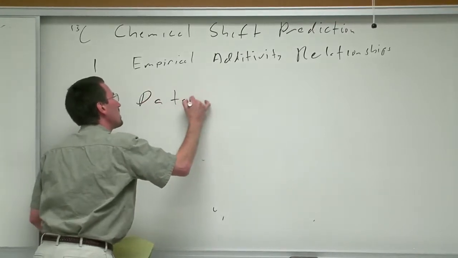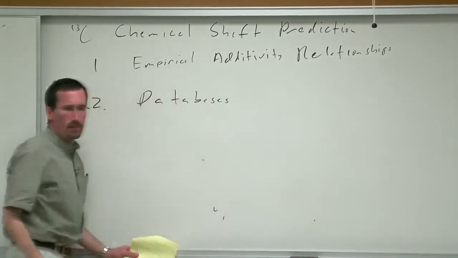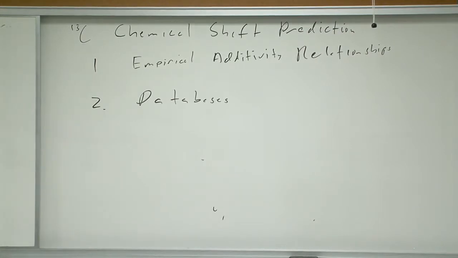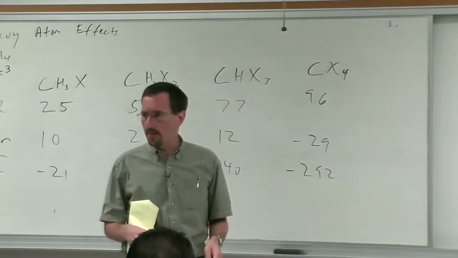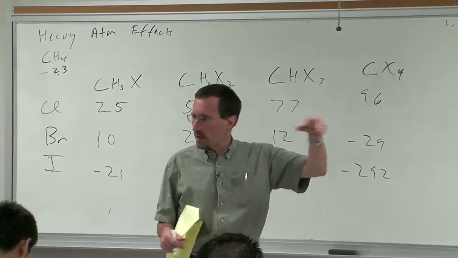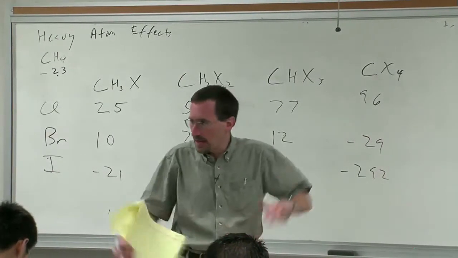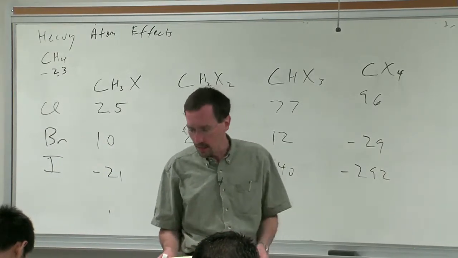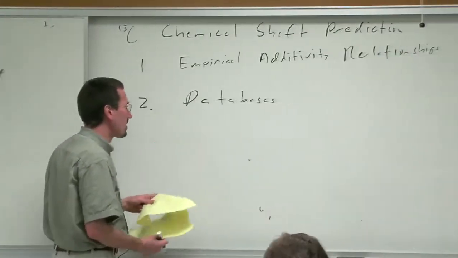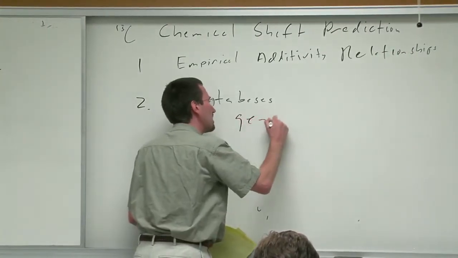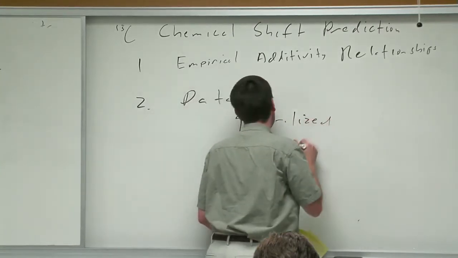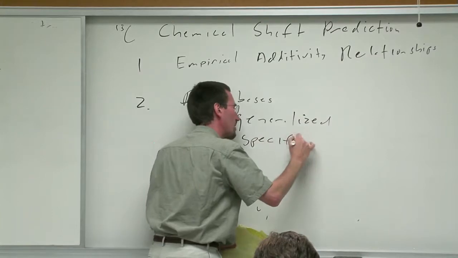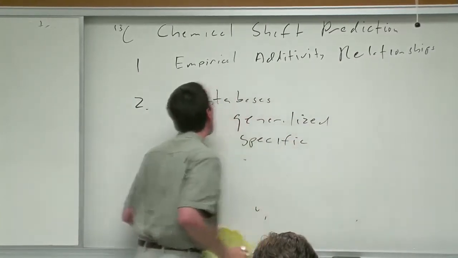Another way of doing this is based on databases, where rather than simply saying, all right, we're going to have alpha effects and beta effects and gamma effects, you have a training set. And then from that training set or that set of reference compounds, you find parameters that fit them, and then you can extrapolate. So you first interpolate to encompass all of the compounds in the set, and then you can extrapolate to encompass other compounds. And so there are generalized databases, and there are also specific ones. So for example, for various stereochemical problems.